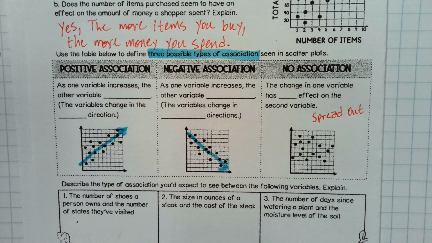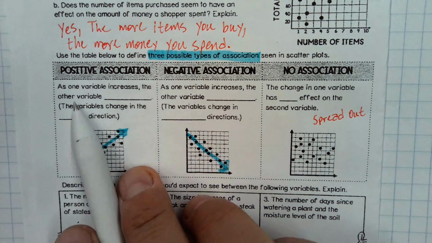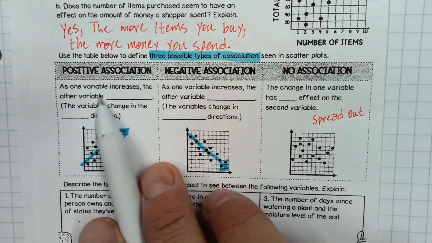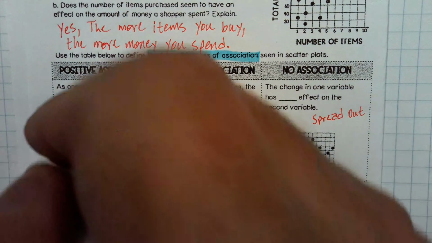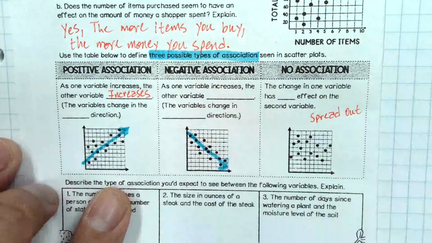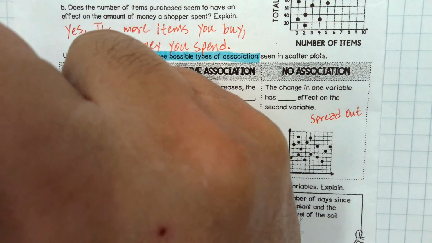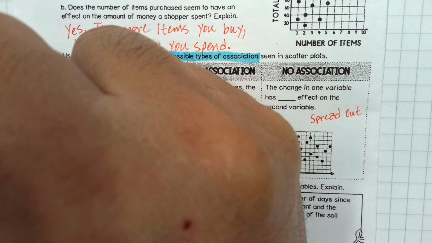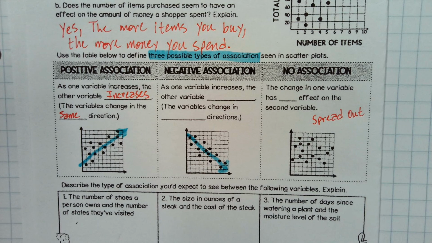All right. So let's get into some details here. Let's start with positive association. So in a positive association, as one variable increases, the other variable also increases. So over here, we're going to write the word increases. The variables change in the same direction. So we're going to write the word same here. So make sure you write that down. Write down the word same.